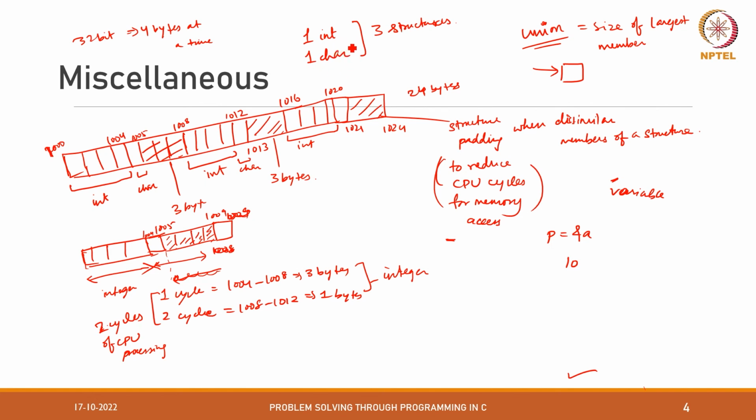If I have saved the integer, I cannot access the character anymore, because the character will be deleted. Only the integer will be saved. Then if I have saved the character and I want to access the integer, that is also not possible. So if you want to use only one member at a time, then you can use a union instead of using a structure.